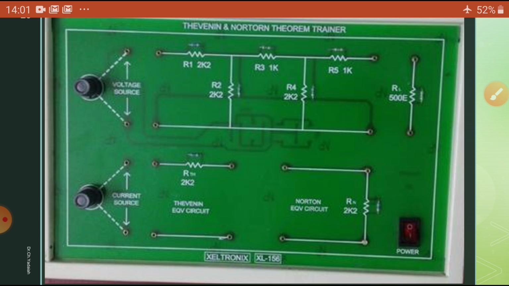So what we have seen in this class, let us summarize. In this class we have seen the statement of Norton's theorem, the explanation of Norton's theorem and the application of Norton's theorem. Based on this, we have performed a few simple problems.